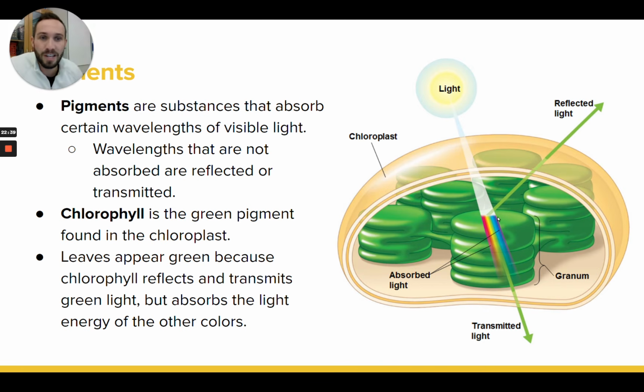And that's what's being rejected here from the plant. It's either going to pass through the plant or be reflected from the plant, and that's what's going to hit our eyes. So when you're looking at leaves on a plant, you're seeing the green light, because that's the light, the energy, they're not absorbing. That's the gist of what's going on there.